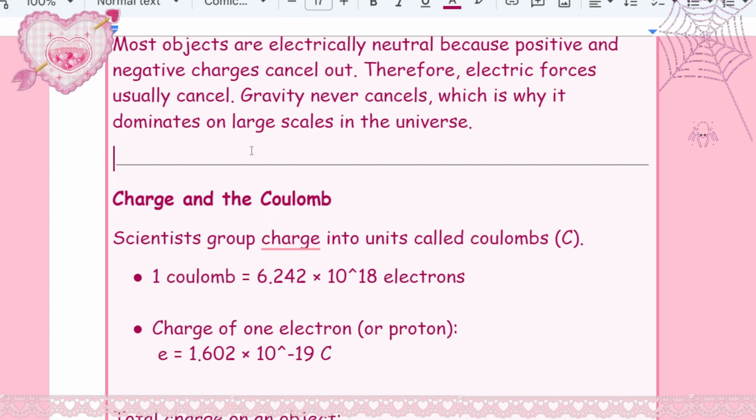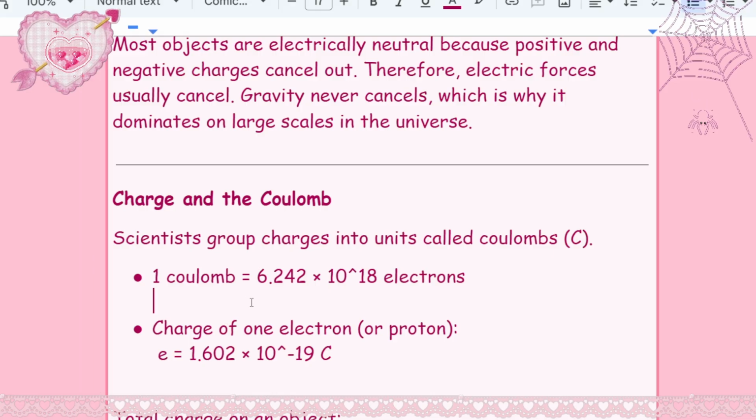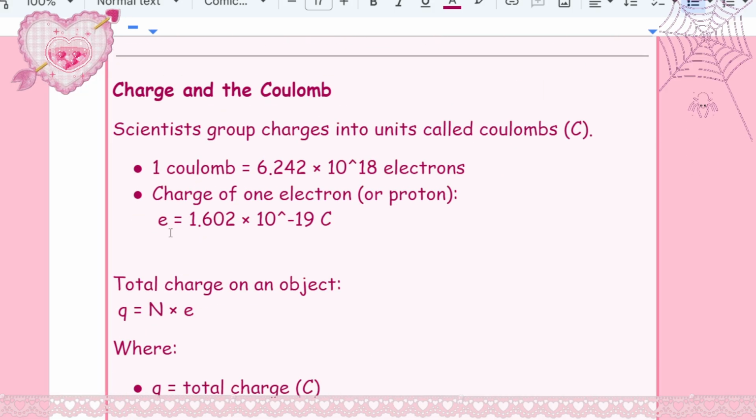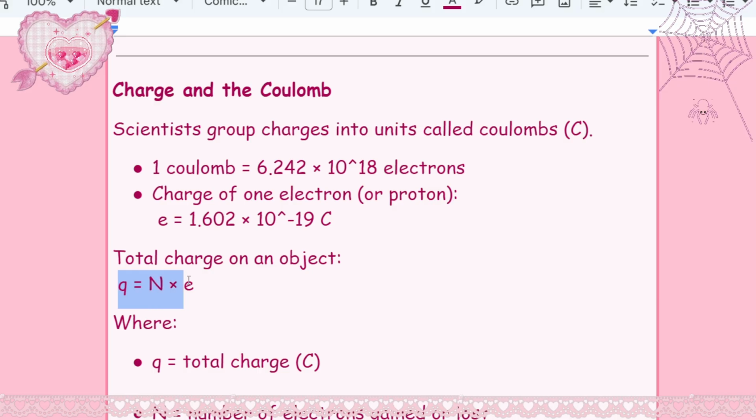Next, we have charge and the coulomb. So scientists group charges into units that are called coulombs. 1 coulomb is equal to that many electrons, and the charge of 1 electron is 1.602 times 10 to the negative 19 coulombs. So you have 1 little electron, and it contains this much charge. It is very small, though. Please notice that. And the total charge on an object is equal to Q equals N times e.